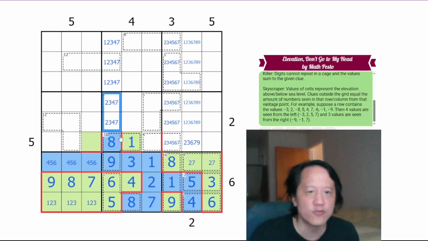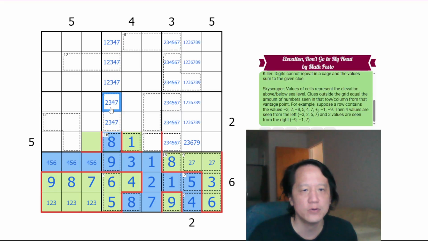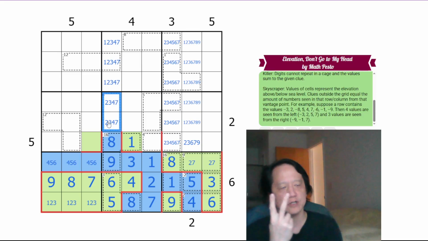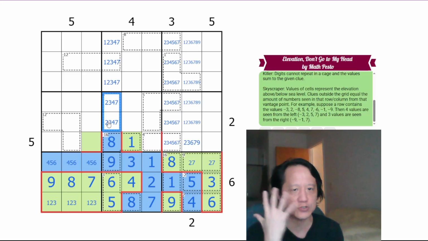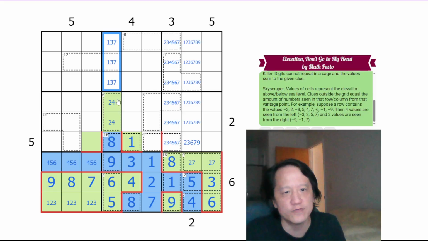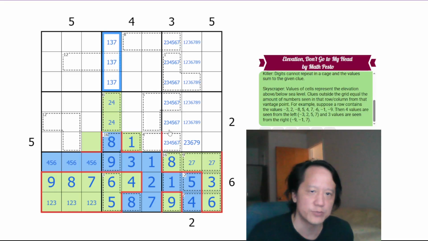So can this ever be a green and a blue to add up to 6? The answer is no, because 7 as the highest digit minus 2, which is the lowest digit, is 5, which is too small. So this must be 2 greens with 2, 4 as a pair. That eliminates 2, 4 in the rest of the column, so this is 1, 3, 7. This can no longer have a 1 available in this cage.